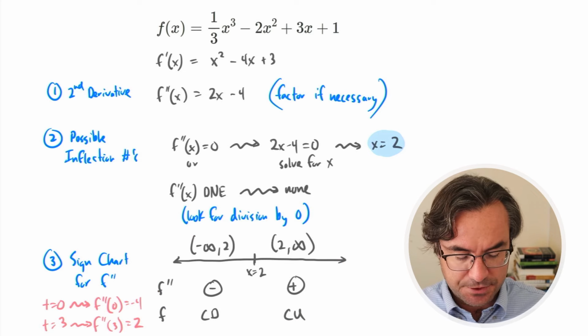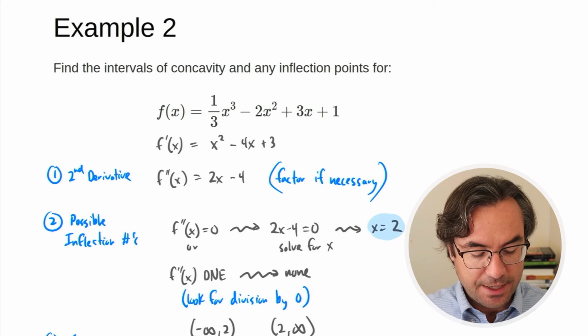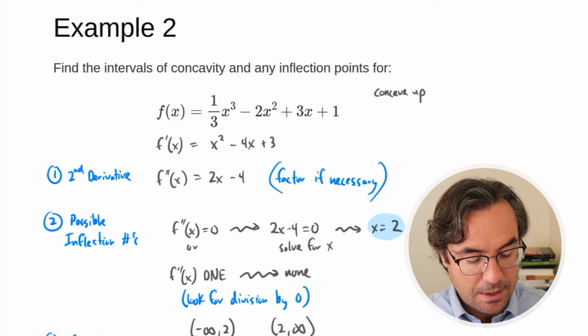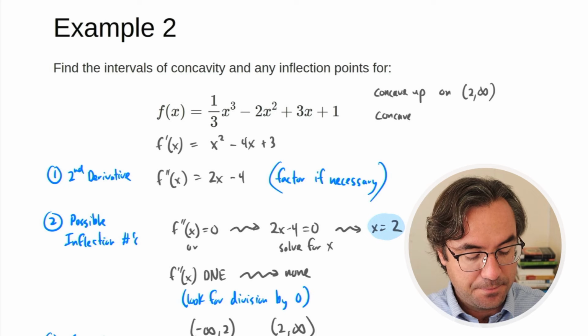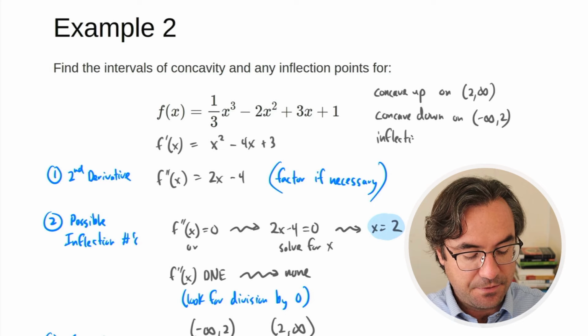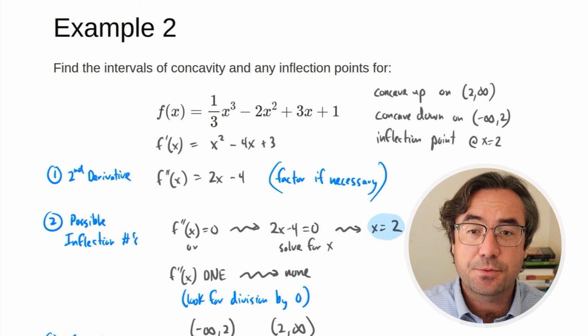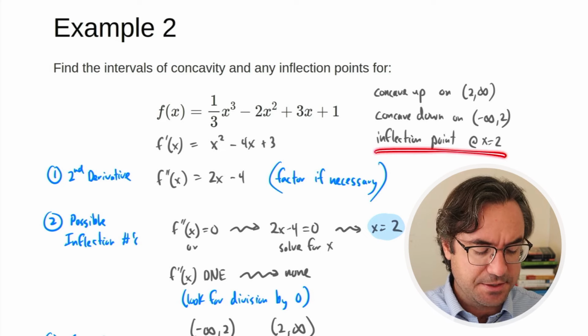Okay, so let's write out what we found. For this function, let's go back up. So to answer it, we found that this function was concave up on the interval 2 to infinity. We found that it was concave down on the interval minus infinity to 2. And we found that there was an inflection point at x equals 2. So those are the three things that we found. And we'll look at inflection points more in class. So we'll come back to this.